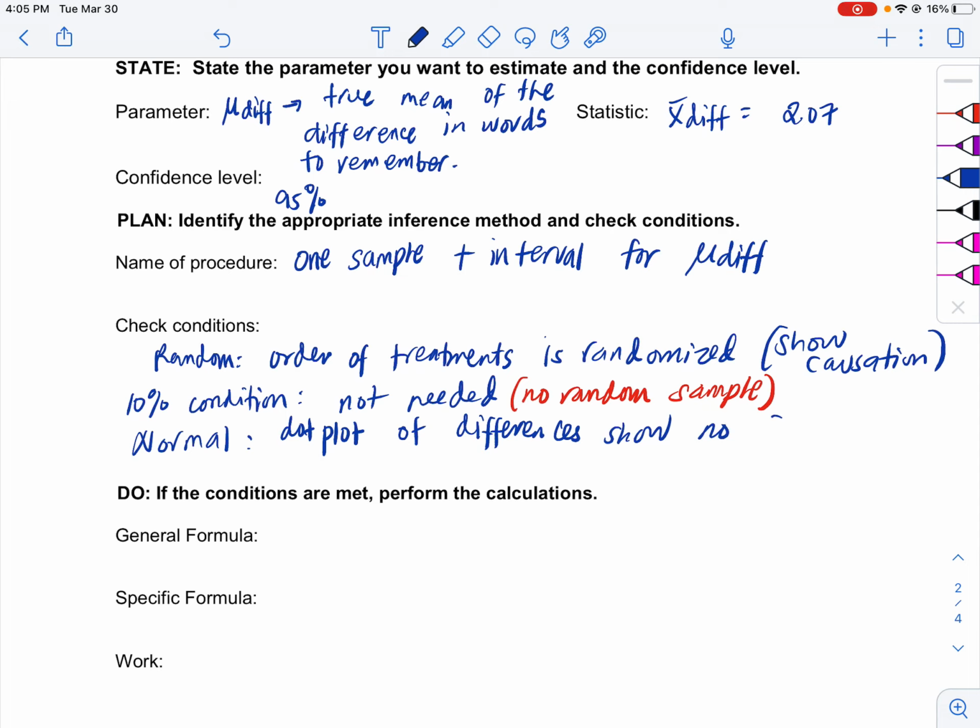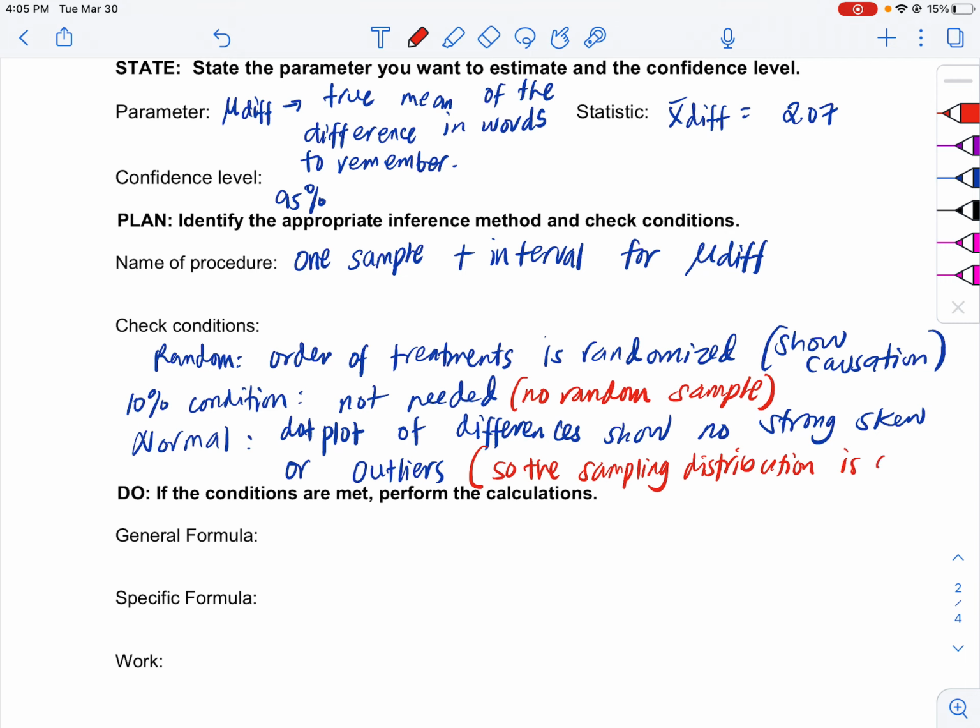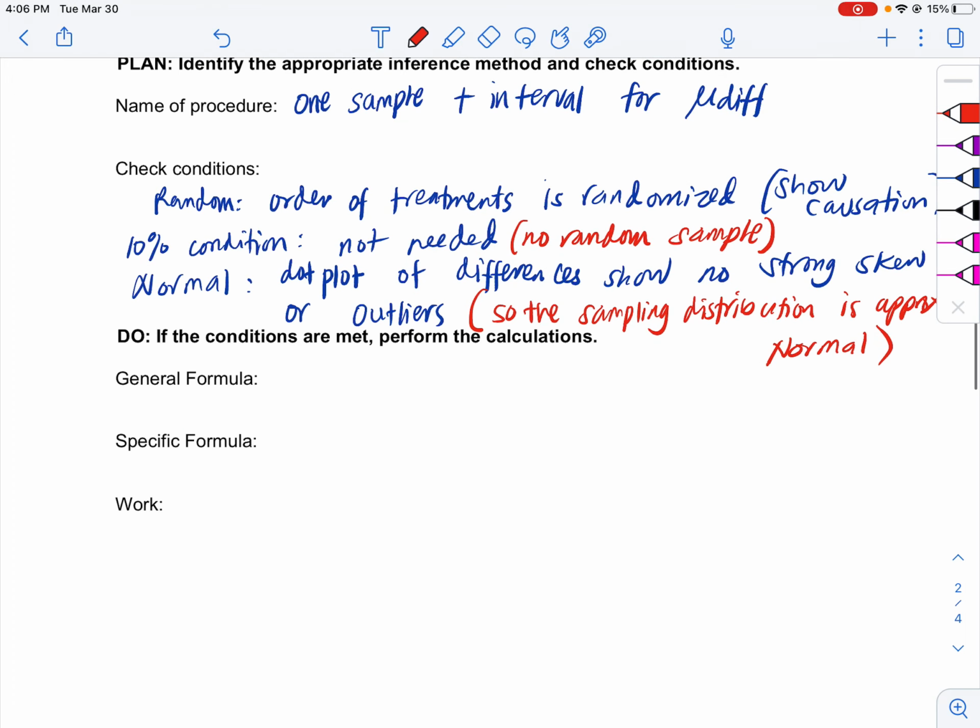And so even though our n is less than 30, we say it's normal because the dot plot of differences shows no strong skew or outliers. So the sampling distribution is approximately normal. There you go.